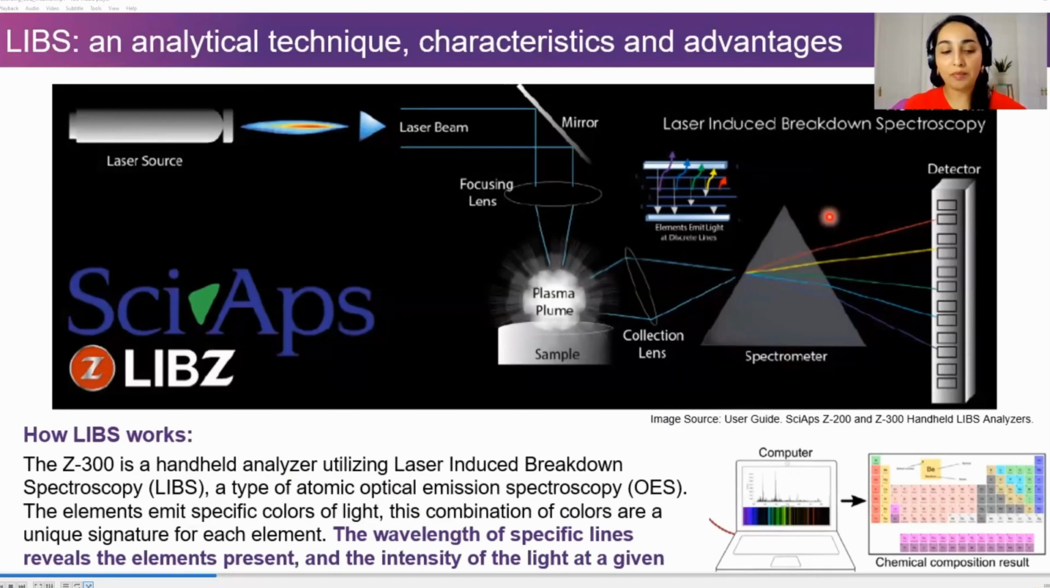The final step is light collection. The spectrometer separates all the light emissions with high-resolution optics to be detected by the detector. So in a simple way, there are three steps: plasma plume generation, light emission, and light collection by the detector. To capture this information, you can connect the LIBS to your computer and collect all this chemical information from each sample.